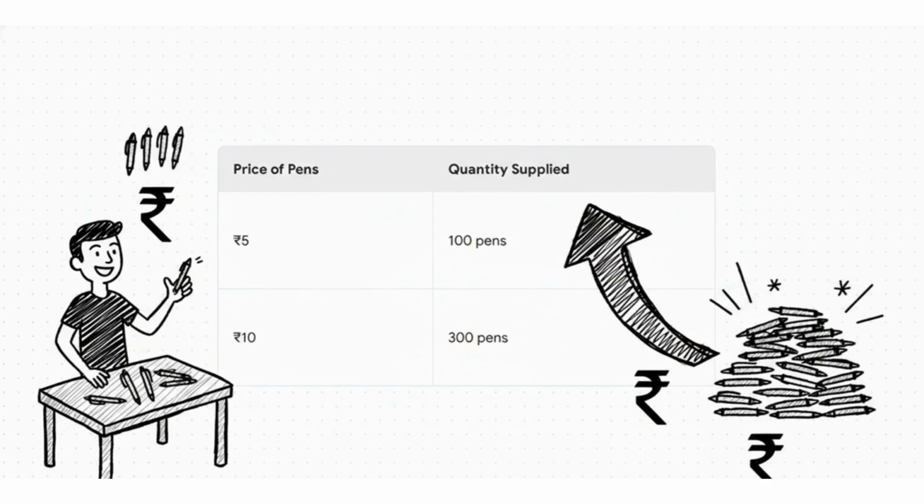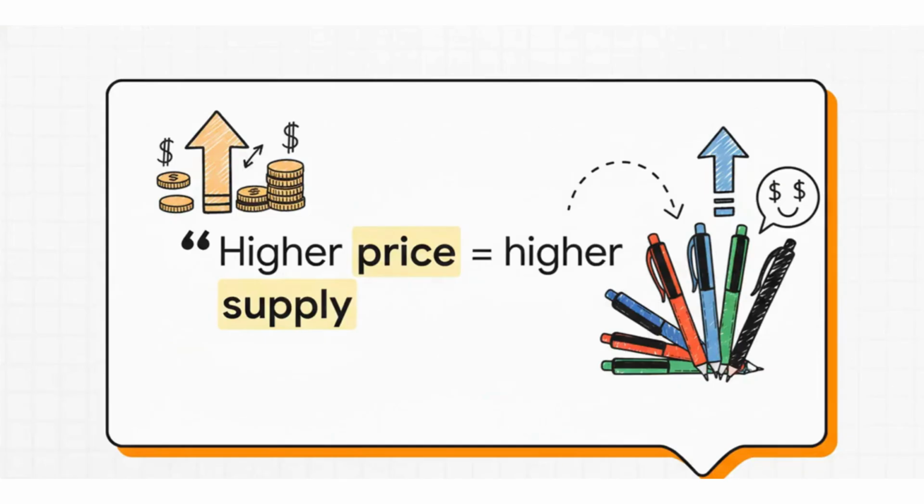So what gives? Why such a huge jump? And that right there, that's basically the golden rule of supply. It's super simple. A higher price equals a higher supply. It's a direct relationship, because now every single pen is more profitable, so our seller is way more motivated, you could say much more willing, to sell as many as they can.